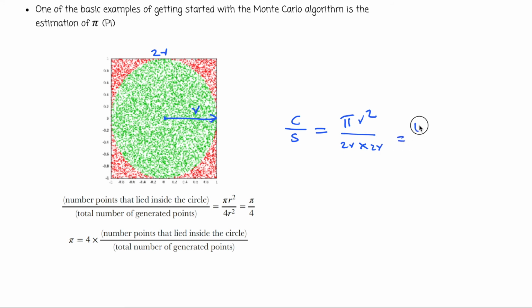Okay, that is pi r square over 4r square, and that is equal to pi by 4. Now if you want to get the value of pi, then pi is equal to 4 times the area of the circle to the area of the square. Since pi is an irrational number, we'll have to go for a step-by-step approach where we will be estimating the value of pi to a certain number of decimal places.